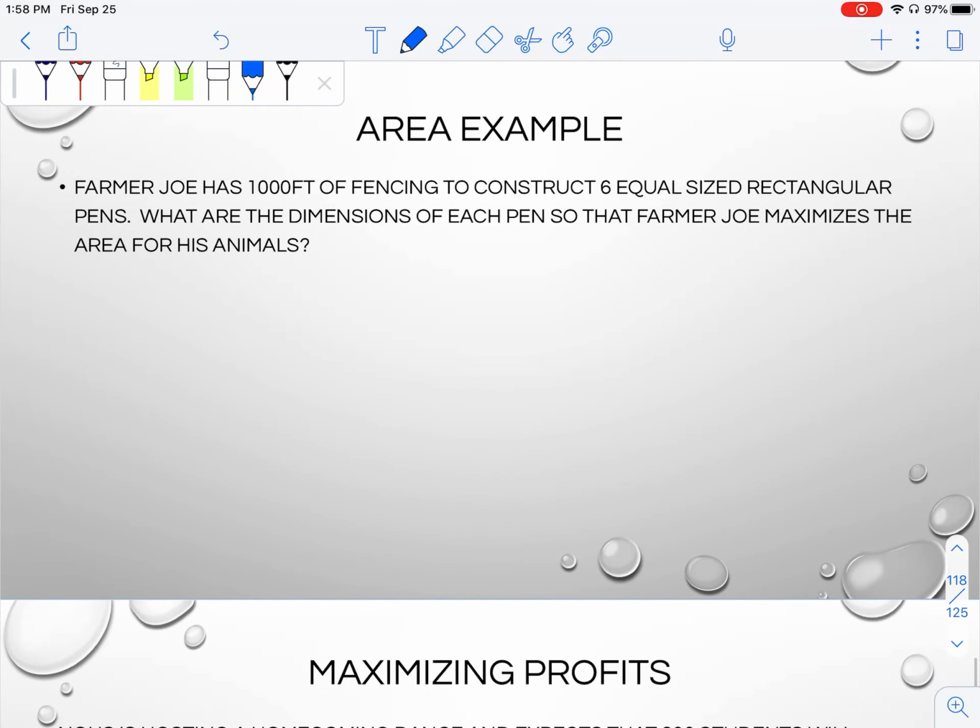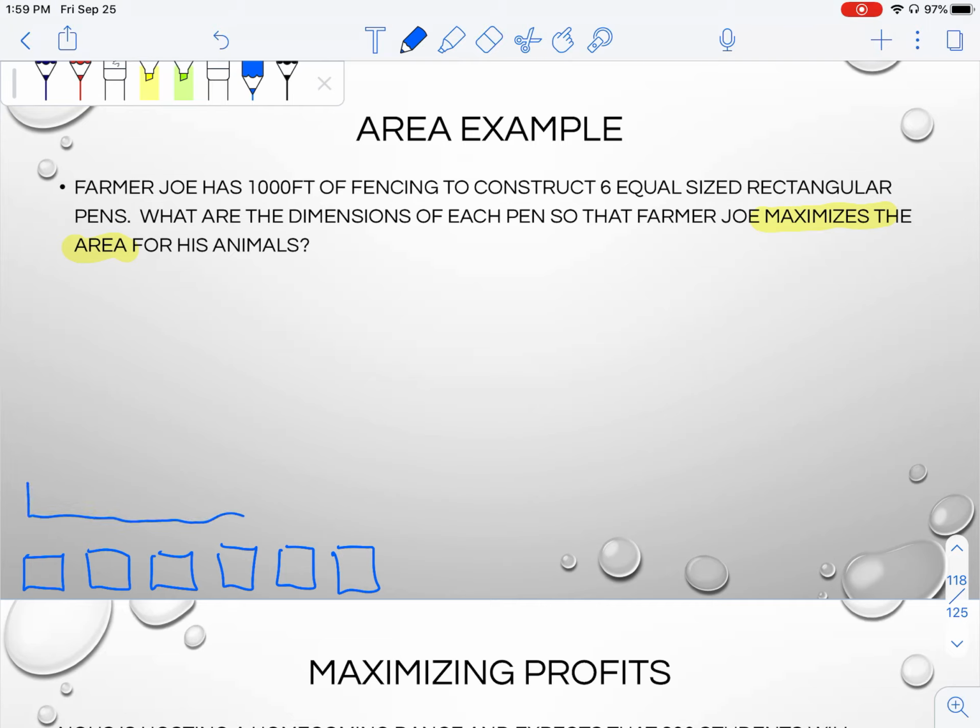So Farmer Joe has 1,000 feet of fencing to construct 6 equal-sized rectangular pens. What are the dimensions of each pen so that he maximizes the area? Okay, that's important, maximizing the area for his animals. All right, so we first have to figure out, how does Farmer Joe want to organize his 6 rectangular pens? Does he want to build 6 of them spread out wherever he wants individually? Okay, if he does, he's not making very good use of his materials. Couldn't the pens share a fence to separate them?